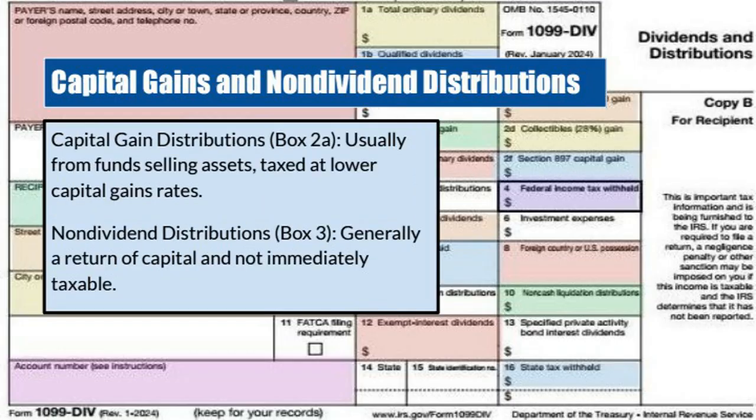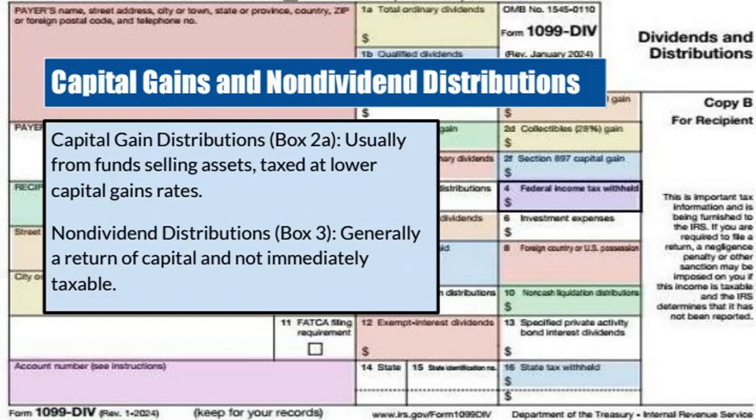Beyond dividends, the 1099 DIV also reports other distributions, notably capital gain distributions, Box 2A. These distributions often come from mutual funds, exchange-traded funds, ETFs, or real estate investment trusts, REITs, when they sell underlying assets for a profit and pass those gains on to their shareholders. Similar to qualified dividends, capital gain distributions are generally taxed at the lower, long-term capital gains rates, regardless of how long the investor held the shares in the fund.